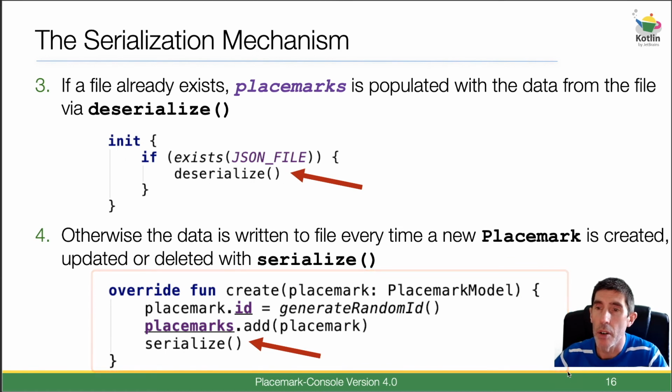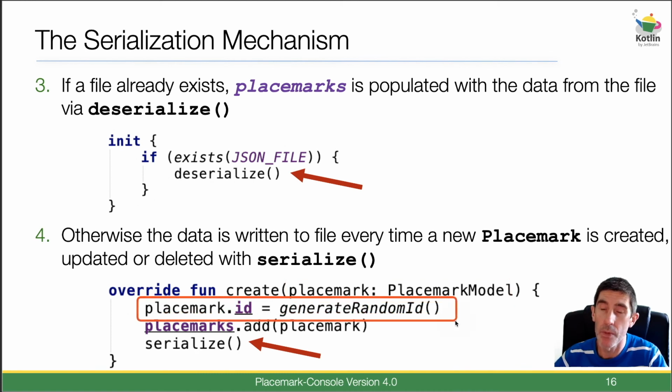So if you see here in our override function, we are passing on a placemark object, and we've instantiated that from the user passing it in. We generate an ID. We have a new function there to generate a random ID. This is purely for storing the JSON. We add it to the placemarks, our mutable list, and then we serialize that to disk. We write it out to disk.